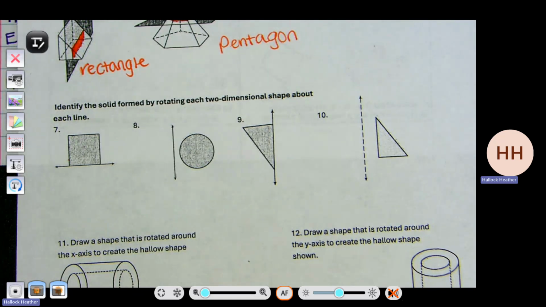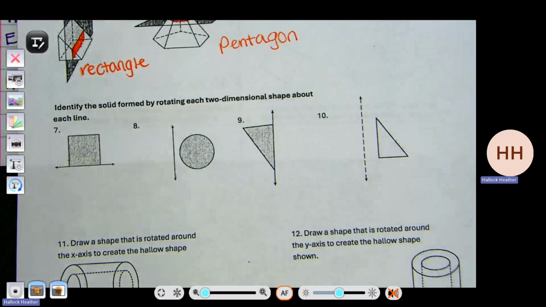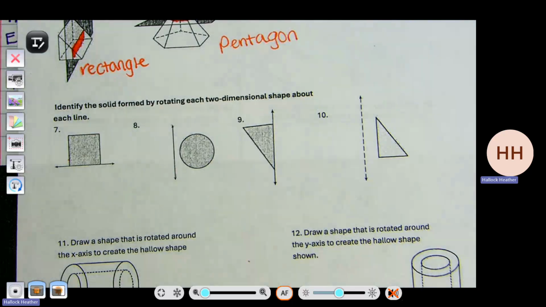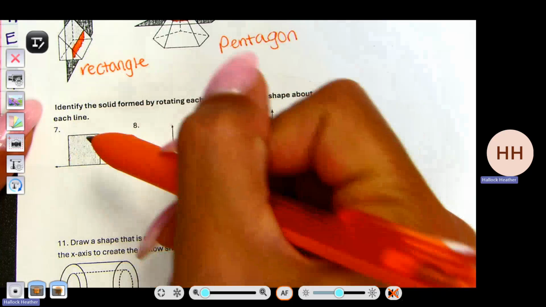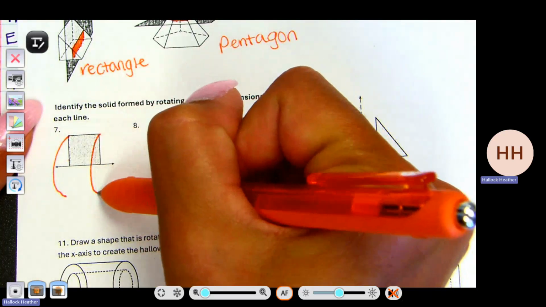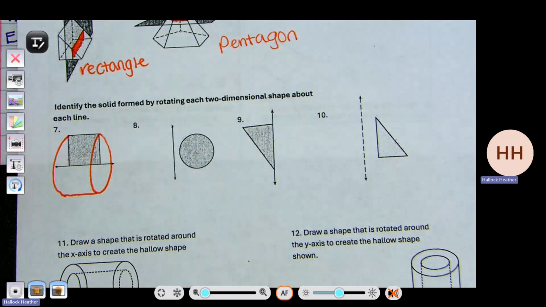The reason why is, watch this. If this is my x-axis and I'm taking my rectangle, my 2D shape, and I'm rotating it around the x-axis, it's going to spin. It's creating a circle along the side, but it still has the width of the piece of paper. So this is creating a cylinder. It's going to spin around like this, and this one's going to spin around like this, and then it's connecting. So there's a cylinder on its side.